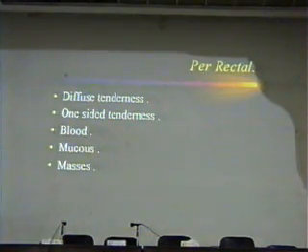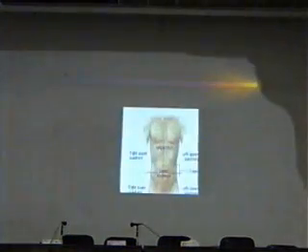We have to do a rectal examination for these patients. It will show diffuse tenderness if we have a pelvic collection. It will show one-sided tenderness if it is due to tubo-ovarian abscess or salpingitis. It may come with blood, mucus, and we may feel masses. This is the introduction for the coming few slides.